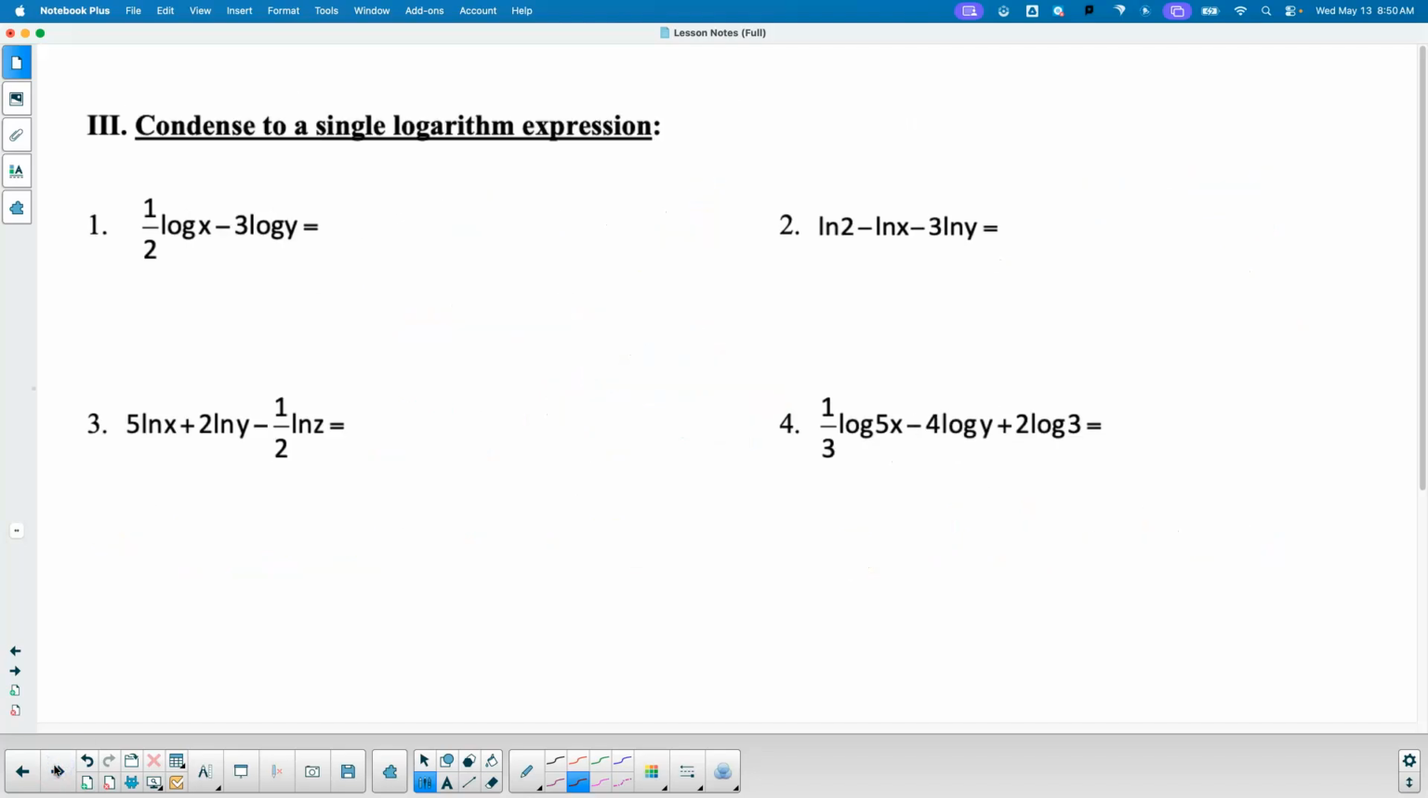Let's go the other way. Okay? So in here, what I'm thinking is this would become log of x to the 1/2 power minus log of y cubed. I'm going to have log x to the 1/2 power is the square root of x. Because it's subtraction, it's division, and then it's y cubed on the bottom.